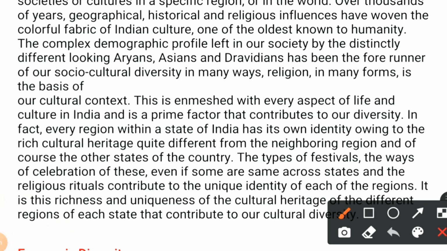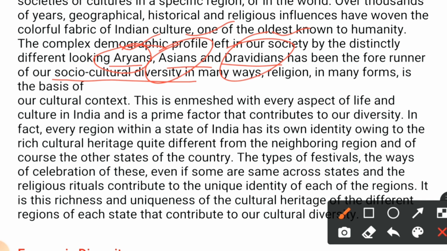Okay, the complex demographic profile left in our society by the distinctly different looking Aryans, Asians, and Dravidians. These three different classes were there, and they have given different impacts on our culture. They have been the forerunners of our sociocultural diversity in many ways. Religion, in many forms, is the basis of the cultural context. So we have a great influence of all these groups.